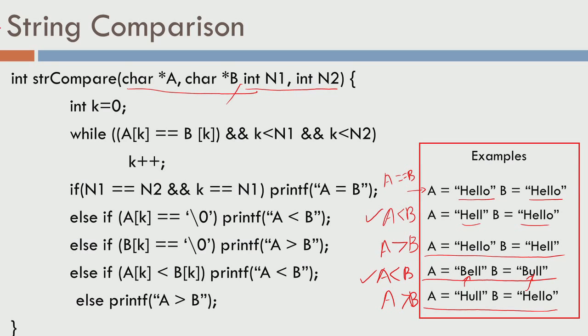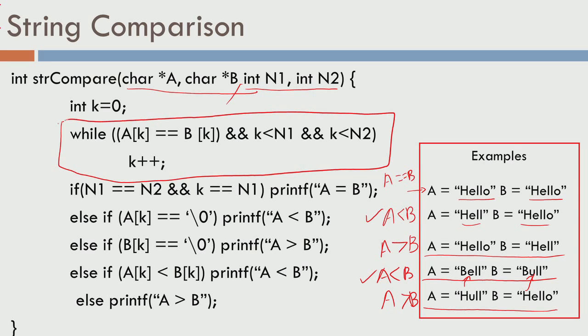For everything else, we already considered A equals B, and I showed you when A is less than B. In all the other cases, A is supposed to be greater than B. So, this program that you see on the left side is supposed to take care of printing whether A equals B or A less than B or A greater than B based on these checks. Let us see what this loop here is supposed to be doing.